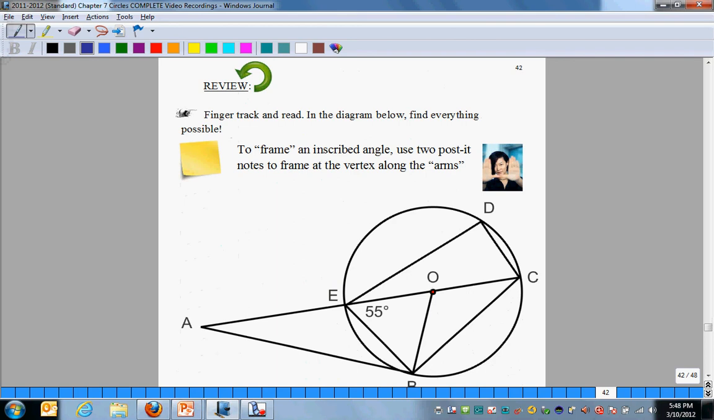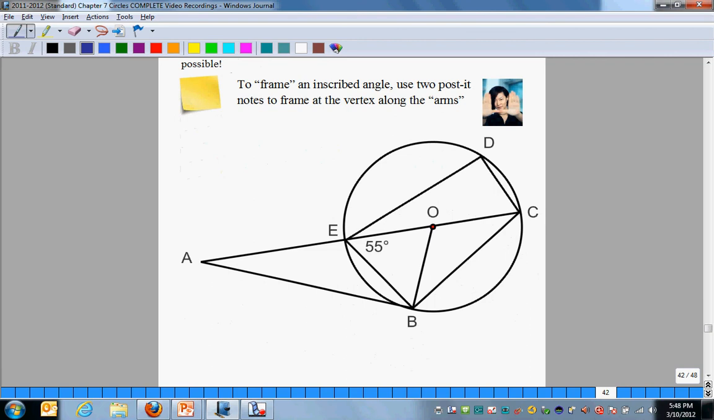We're going to finger track and read and find out what can we find about this angle based on what we know. Let's start with the basic. We see that E to C is a diameter, so immediately you should trace, that's 180, and trace, that's 180.